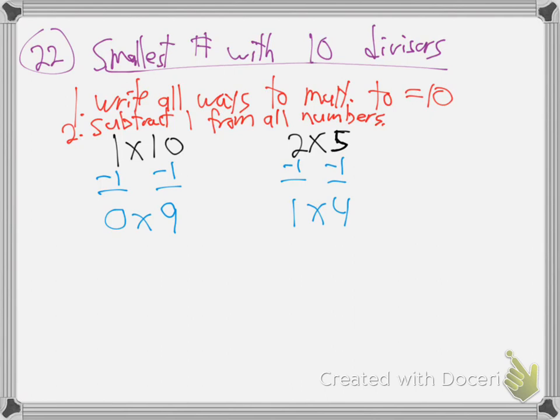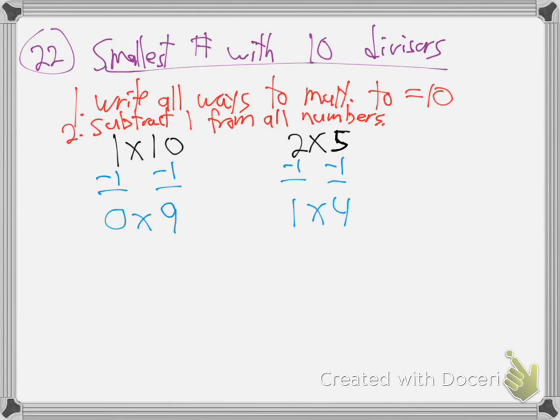So this would be the step-by-step systematic method for doing this. Write all the ways to multiply to 10: 1 times 10, 2 times 5. Subtract. Why am I subtracting 1? Because the power adds 1. So I'm reversing it. You'll see when we're done. I'll run it back and it'll make more sense.